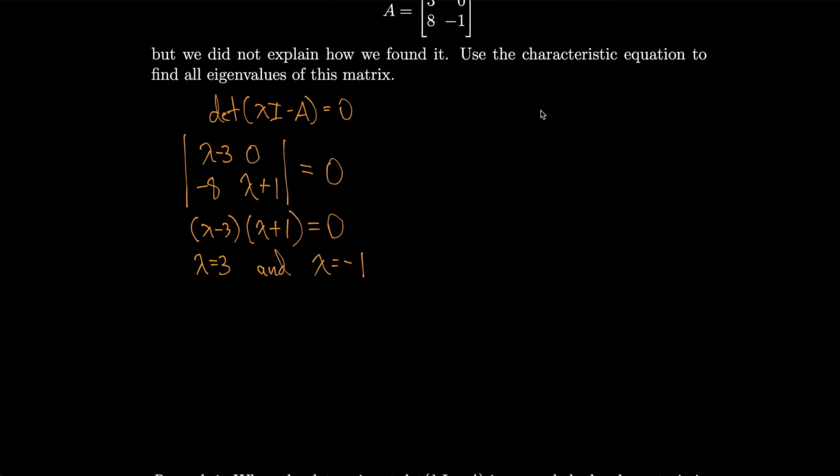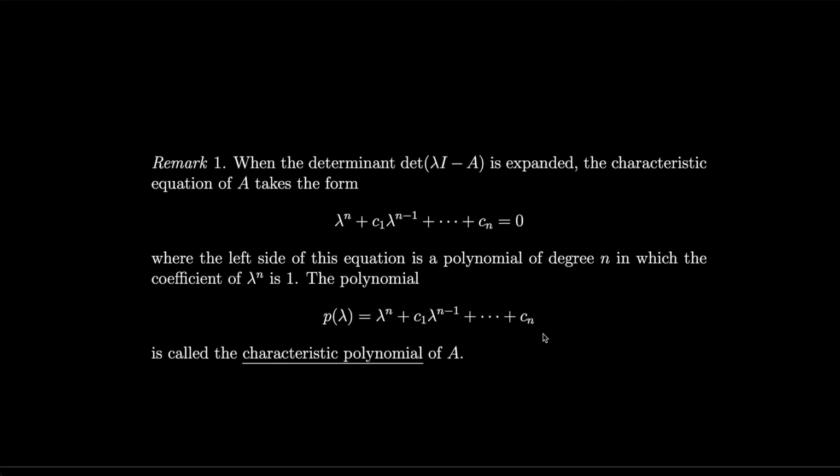It should make sense. Look at the previous example we just did. When we took this times this, we got this characteristic polynomial right over here. If we were to FOIL this out, we'd get lambda squared minus 3 lambda plus lambda minus 3. Simplify, and that's exactly what we would get.